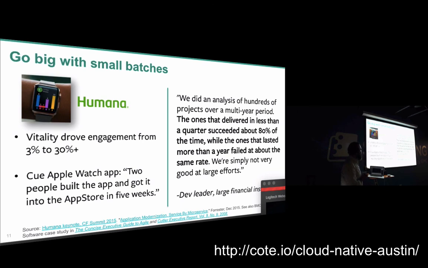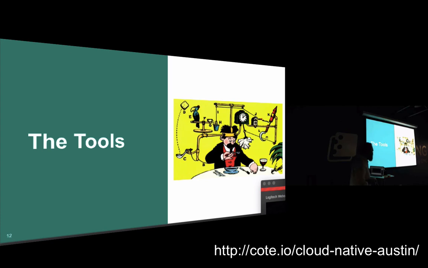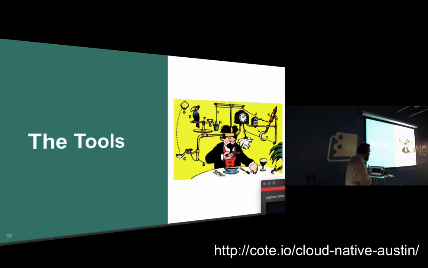That's something you can ponder as you go home to see. No highlighting in PowerPoint. So let's go over the tools really quickly, and then we'll get a fun demo of some of them in action.